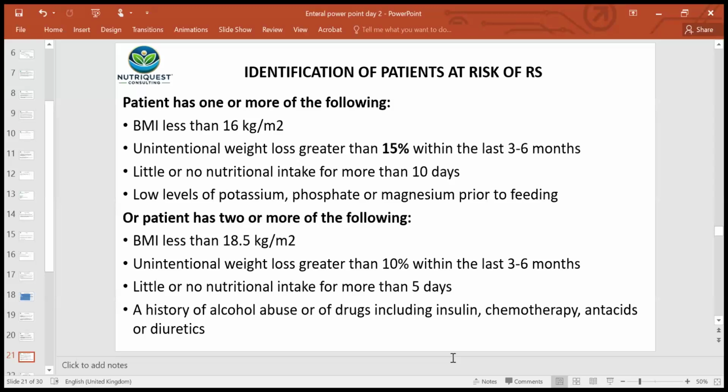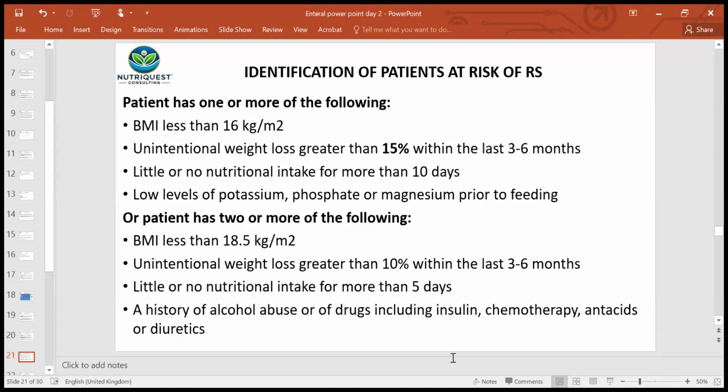If they tell you that in the last 3 months they were weighing 50 kg, then you do that 15% of 50 kg. Just allow me to do that calculation quick, so that is 15 divided by 100 times 50. So if they were 50 kg in the last 3 months and then 50 minus 7.5, they come in with 42.5 kg, that they have lost almost 7.5 kg in the last 3 months. Just know that patient is at a risk of refeeding syndrome.